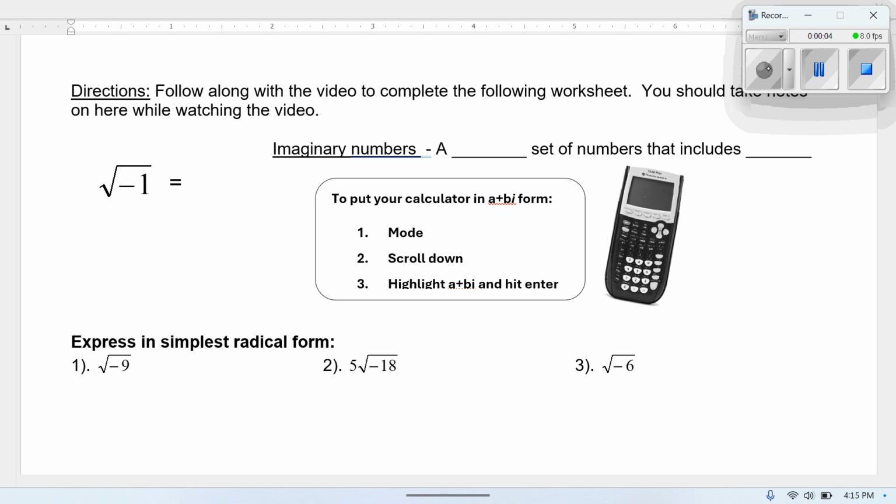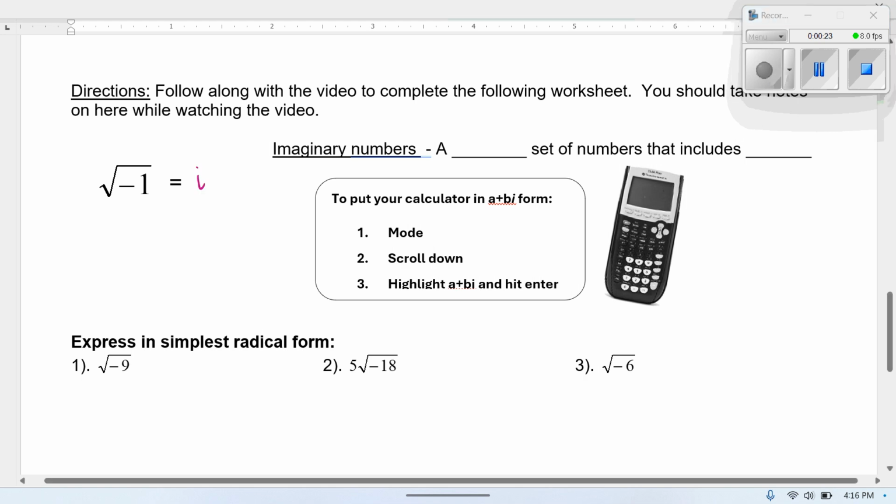Hello, in this video we're going to talk about where imaginary numbers come from. Let's take the square root of -1, for example. We cannot take the square root of a negative number. We could take the square root of +1, which is 1, but the square root of -1 we haven't done yet. So what we do is we call the square root of -1 i, where i stands for imaginary.